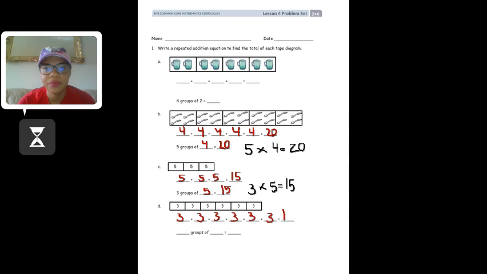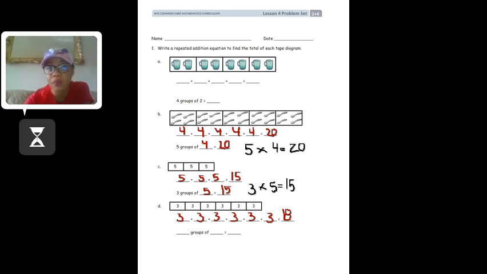So my first square, rectangle, I have 1 equal square, 2 equal squares, 3 equal squares, 4 equal squares, and then we have 5 equal squares, and then we have 6 equal squares. So now we know how many equal squares we have. We have 6. So that means we have 6 equal squares, which means we have 6 equal groups.